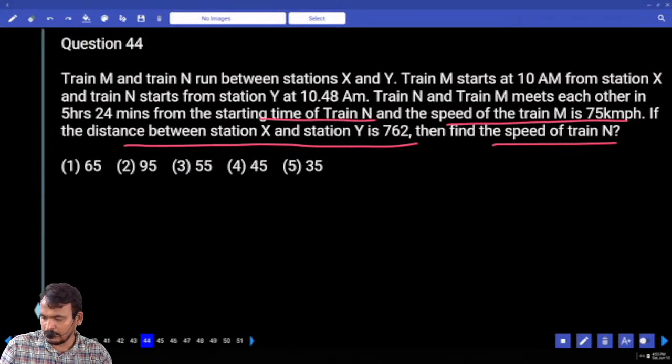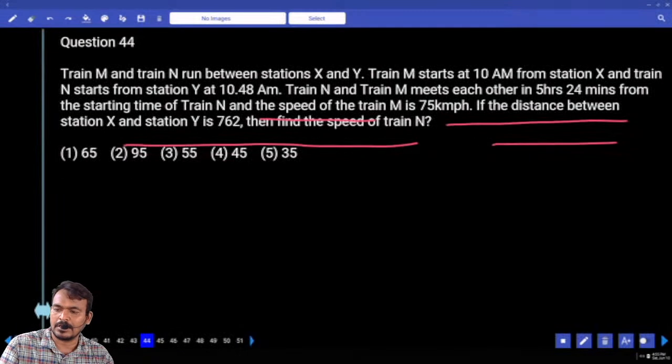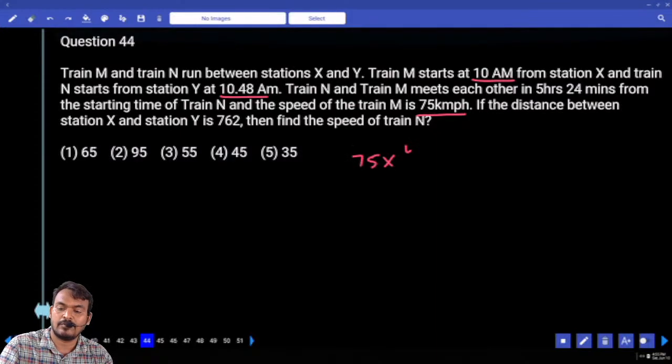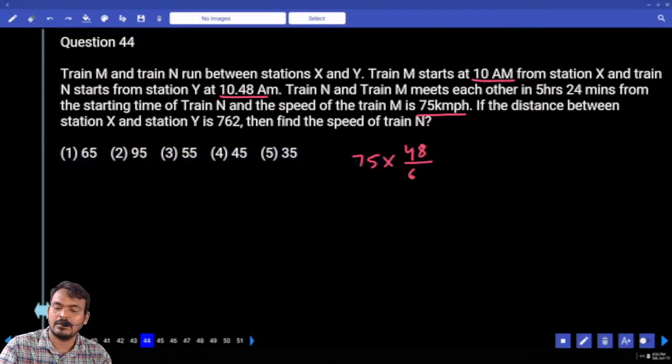First of all, from 10 to 10:48, which trains travel? Only the first train or the second train? First train. 10 am to 10:48 is 48 minutes, and only the first train travels in those 48 minutes. What is the first train's speed? 75. Then we multiply 75 into 48 minutes, divided by 60.